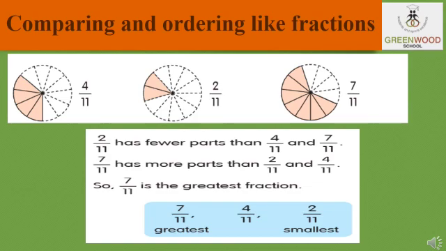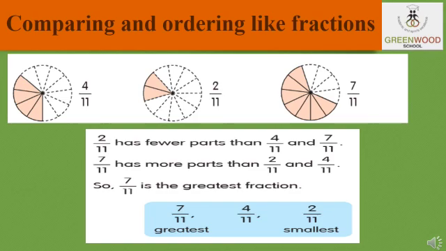Now looking at these fractions, what can you say? Which type of fractions are these? They are like fractions. Why? Because the denominators are the same: 11, 11 and 11. Now the 2 questions. Which fraction is the greatest among them? And second, arrange the fractions from greatest to smallest.